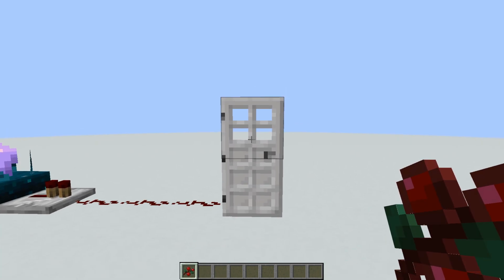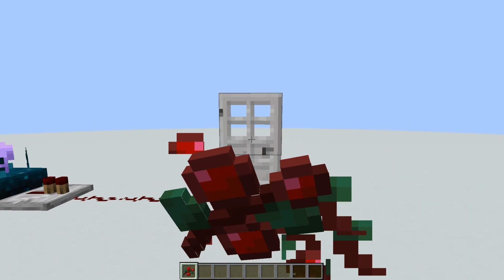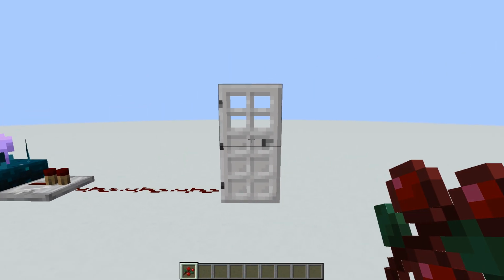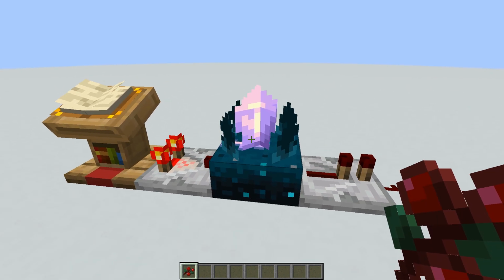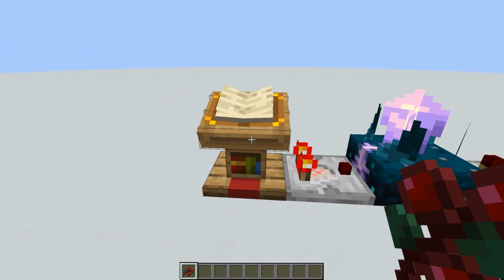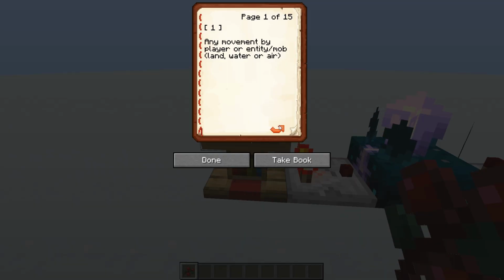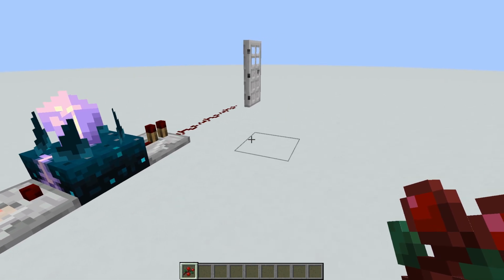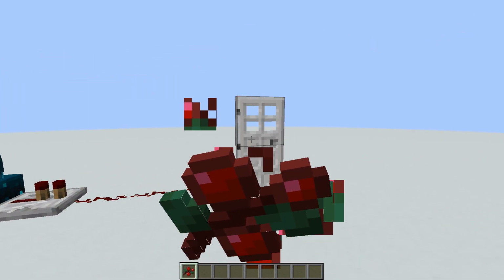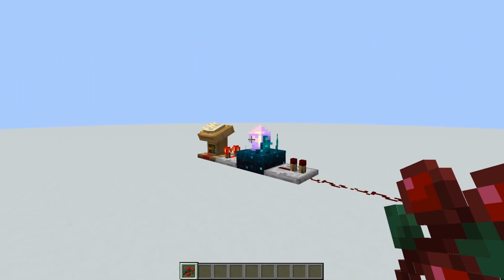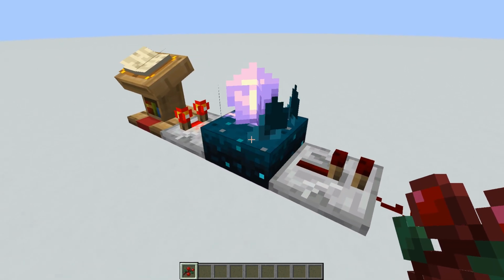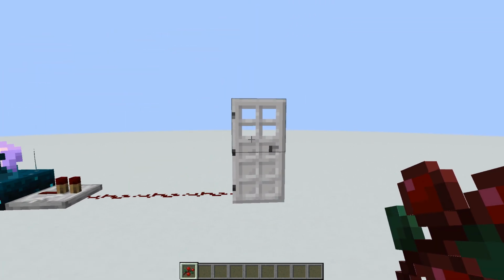Here we want to open this iron door by eating something, but it currently doesn't do that. So we are going to use a calibrated Sculk sensor. We'll have our lectern with our 15-page book inside. We're going to turn this to detection frequency of 8, which is consuming an item. Now every time we eat something or drink something, this vibration will be detected by this calibrated Sculk sensor and the door will open and close.